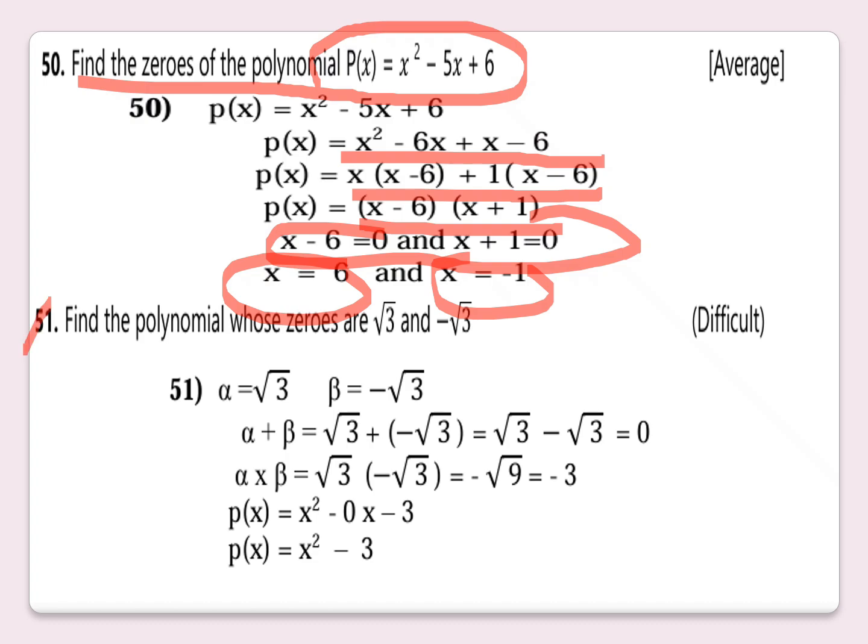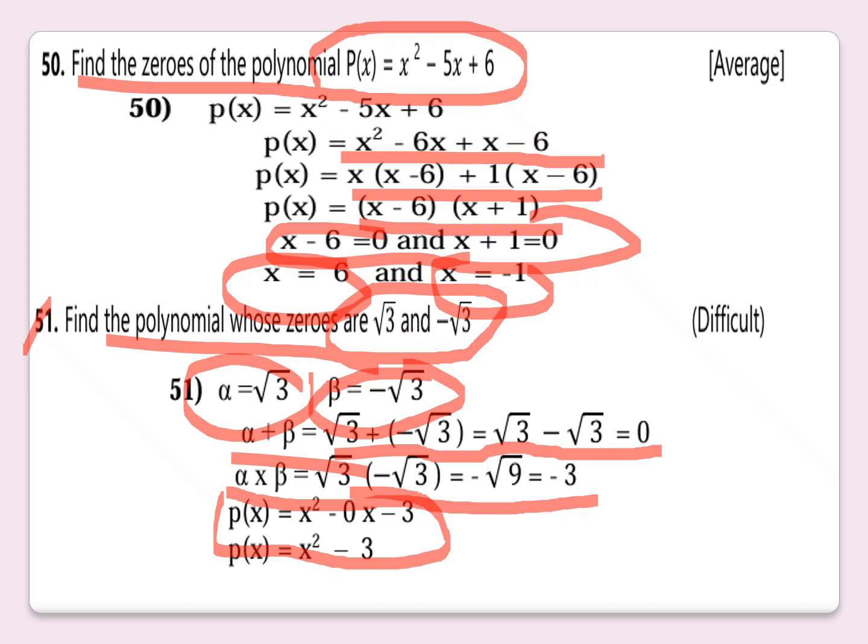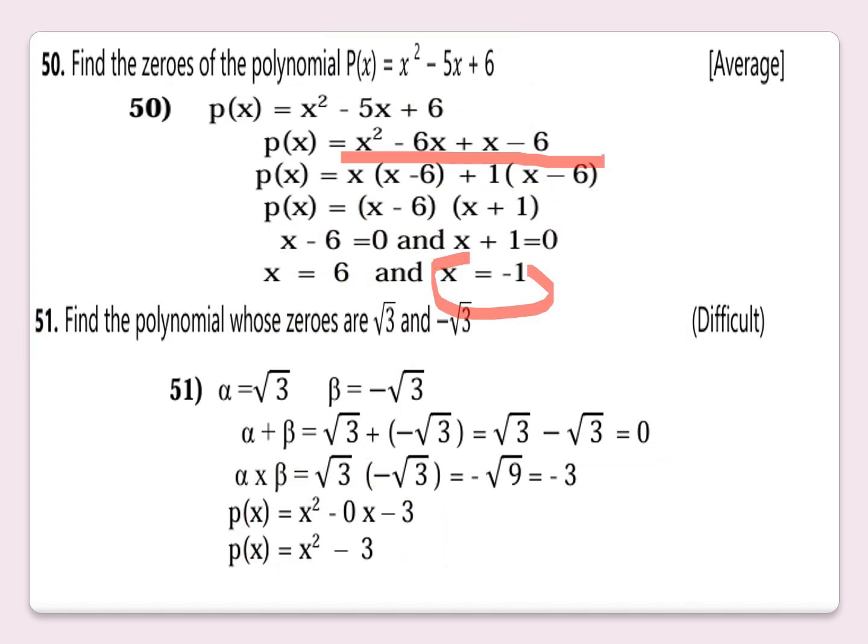Again in question number 51, find the polynomial whose zeros are root 3 and minus root 3. It is given vice versa. Here I have to take the first one as alpha, the second one as beta. By using the formula, alpha plus beta, root 3 plus minus of root 3 can be written as root 3 minus root 3 is equal to 0. Product alpha into beta can be written as root 3 into minus root 3 is equal to minus root 9 is equal to minus 3. So by using the equation p of x is equal to x square minus 0x minus 3, you can write p of x is equal to x square minus 3 as the answer. So this is regarding question number 50 and 51.